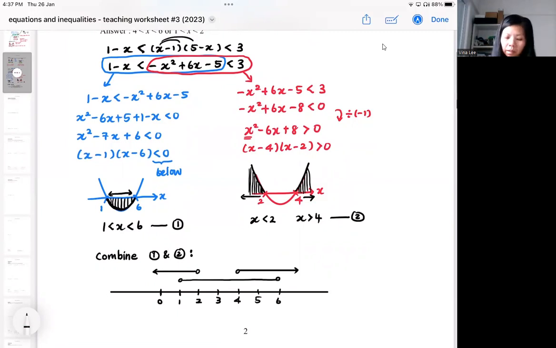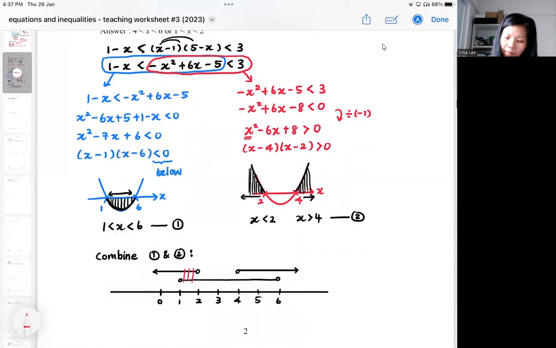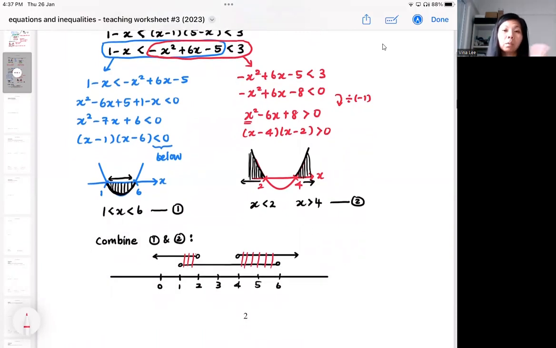So the final answer will come from the part where you will see a double line. That means that is a common region that's applicable to both. So for this common region, it will be between 1 to 2. For this common region, it will be 4 to 6.